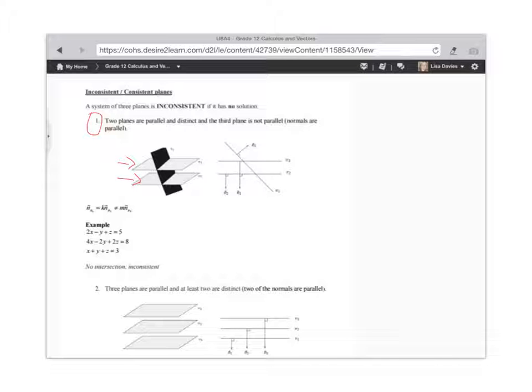The second circumstance for where you would have an inconsistent solution is outlined in number 2, and that would be the case where you have all three planes being parallel to each other. So if that happens, then you would show that the direction vectors for all three planes are multiples of each other, which would mean that the planes are parallel and that they can't cross. I'm just going to move up to the next criteria here.